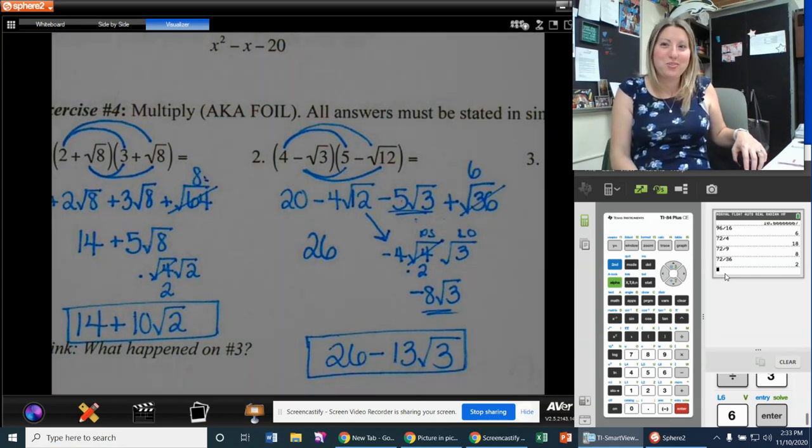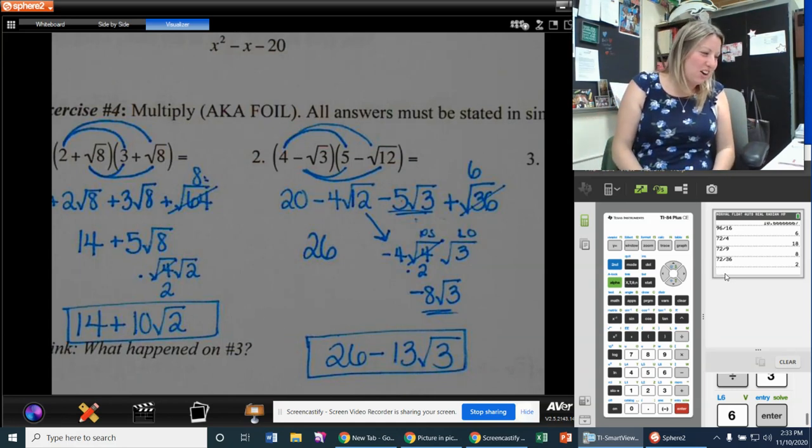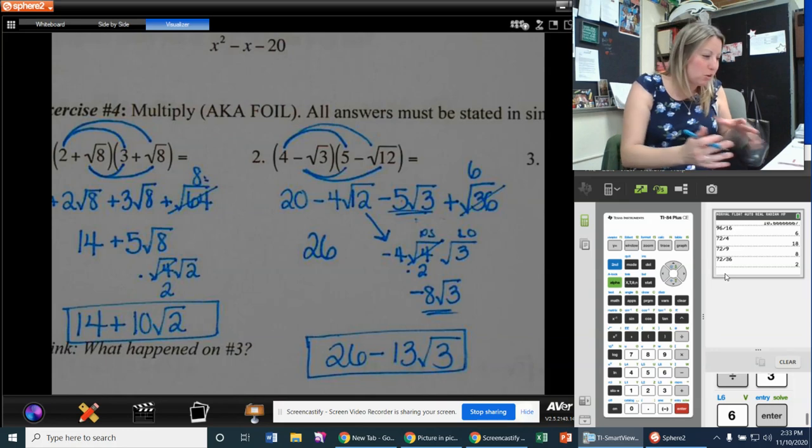Can you see why I didn't do this in lesson 2? We needed to make sure we knew how to add and subtract. Okay, last one where something cool is going to happen.